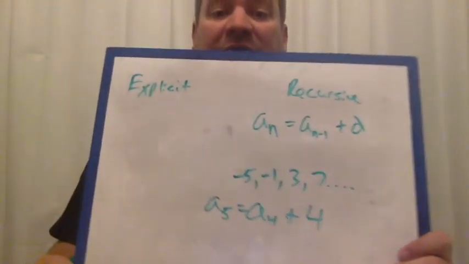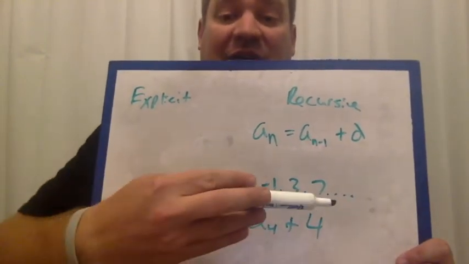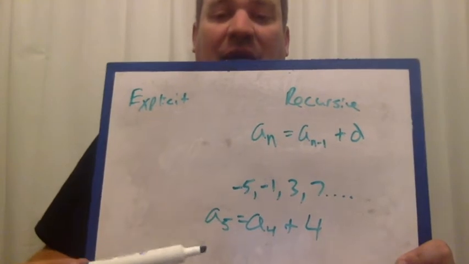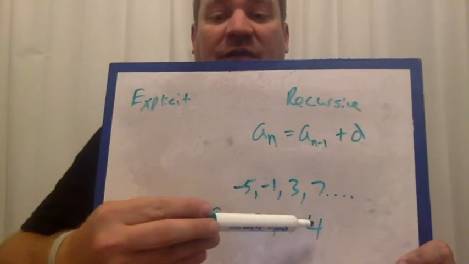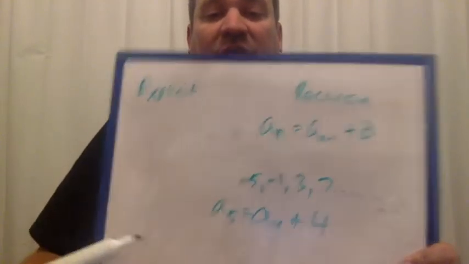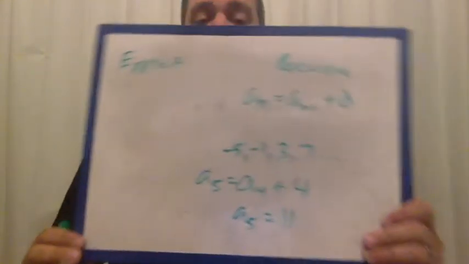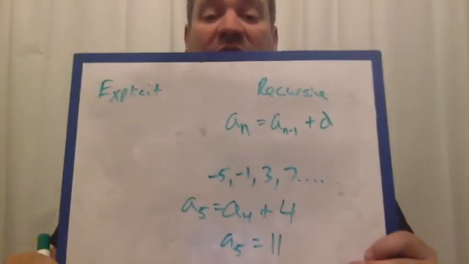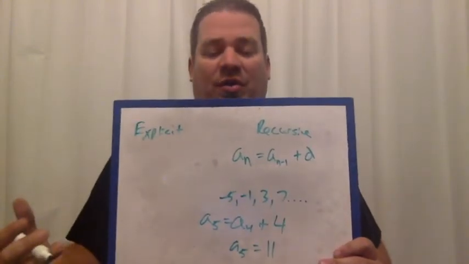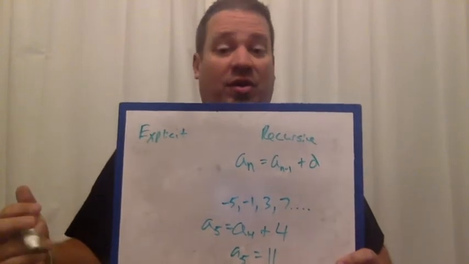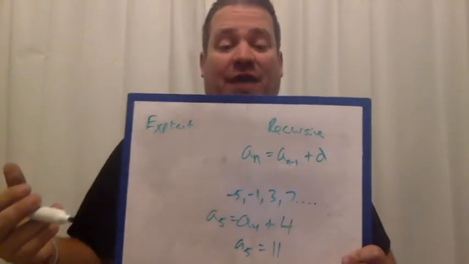Okay, so a sub 5, my fifth term in this algebraic sequence, or the next term in this sequence, because I have 4 terms, is going to be a sub 4, which is 7 plus 4. And 7 plus 4 is 11. So a sub 5 is 11, meaning the fifth term in this sequence is going to be 11. Okay, that's how you use the recursive rule. It's really pretty simple. All you got to do, find the number before it, add the common difference to that, and that gives you that term.